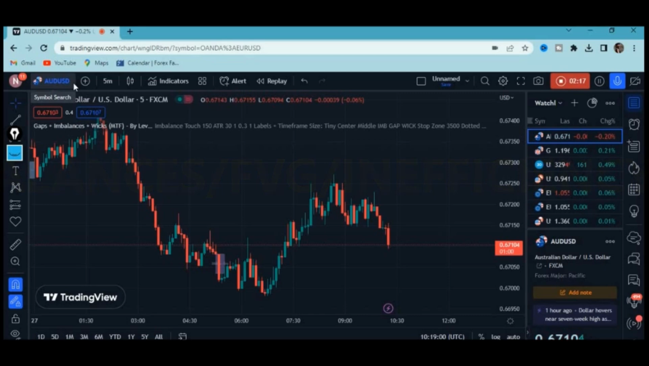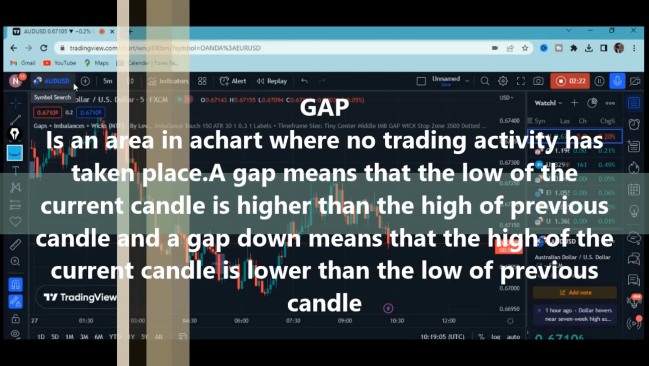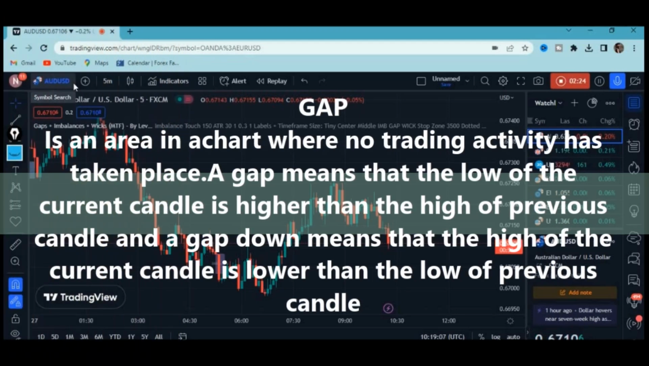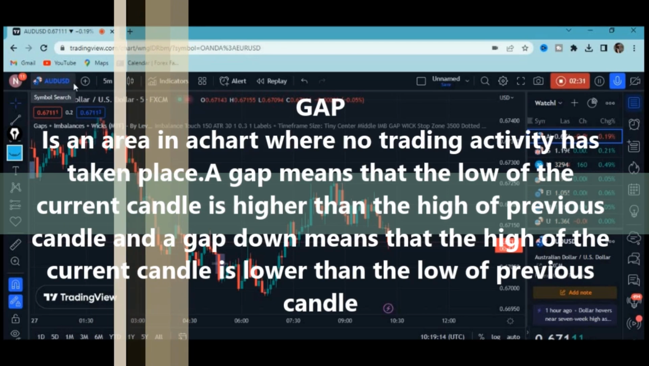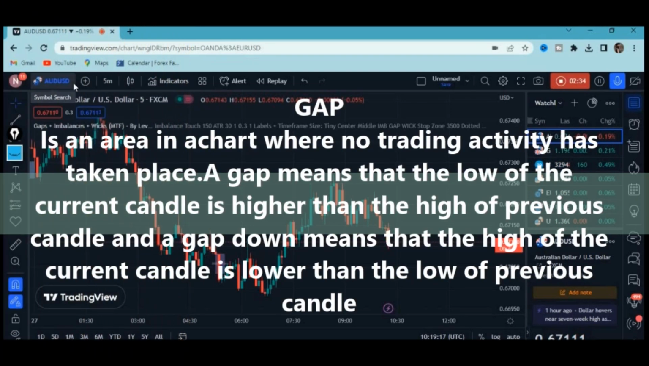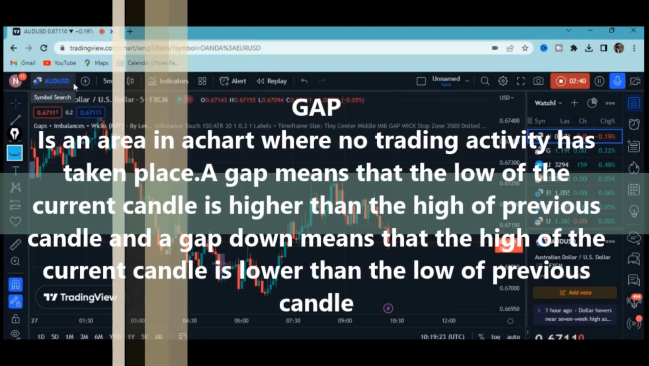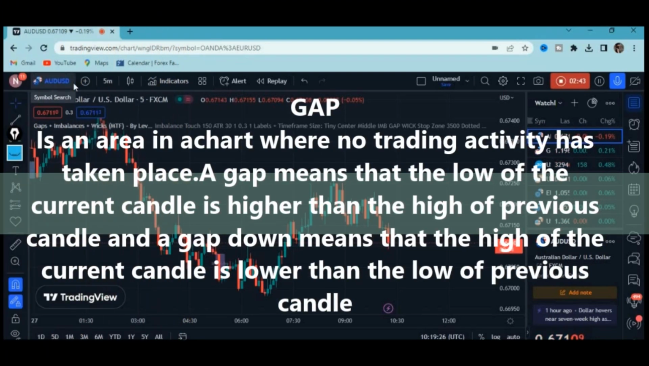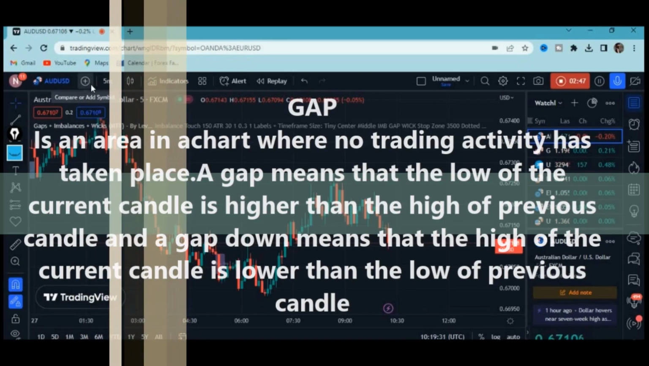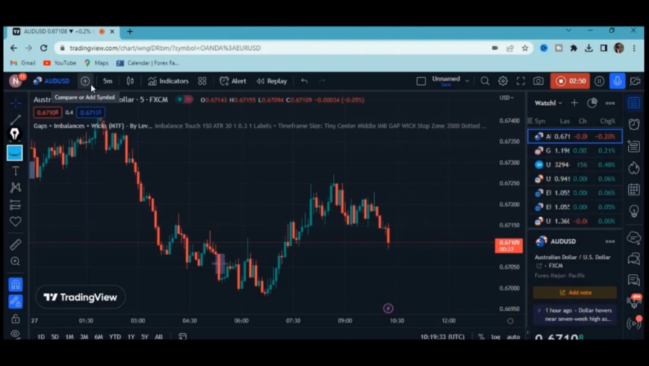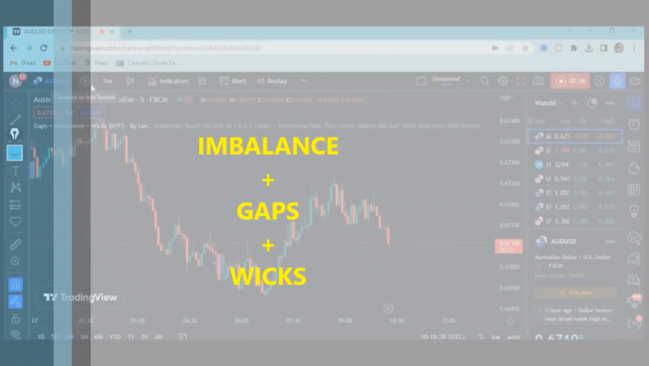So let's talk about gap. A gap is an area on a chart where no trading activity has taken place. A gap up means that the low of the current candle is higher than the high of the previous candle, and a gap down means that the high of the current candle is lower than the low of the previous candle. So that's what is meant by gaps in the market. And for imbalances, I will show you how you can approach them whenever you want to execute trades. In this video we're going to see this indicator that shows us all this, and see whether it can be reliable or not.